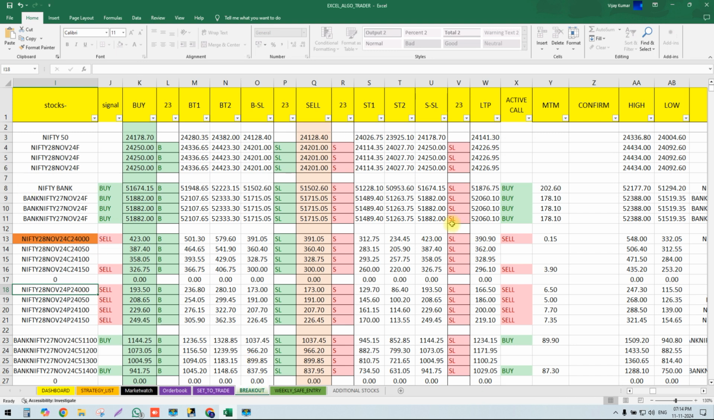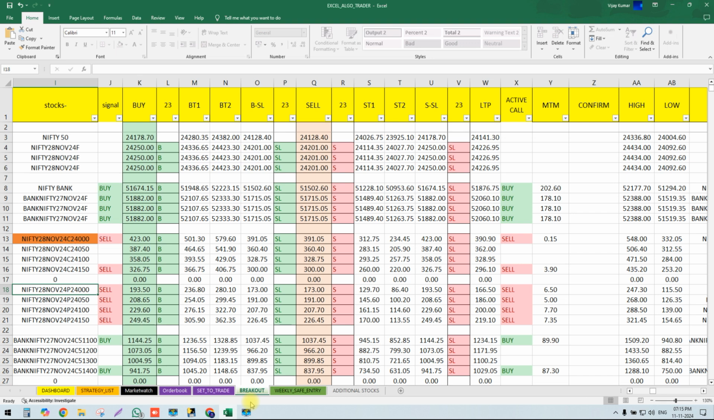Yes guys, this is our breakout strategy, and it will update at the exact time of 10 o'clock. Okay guys, now next we'll backtest Nifty 50. Everything I have made ready. If you want to trade this, you should have Excel Algo Trading and an Alice Blue broking terminal login. You have to log in with your Alice Blue broking terminal ID.